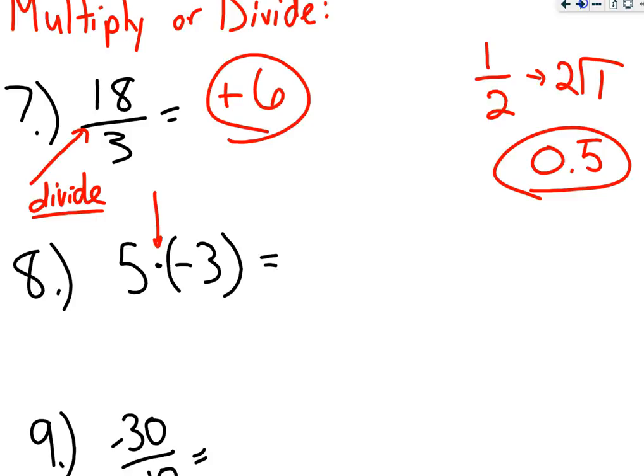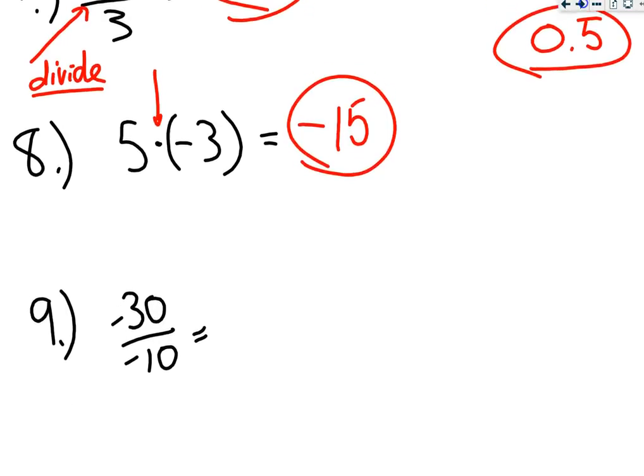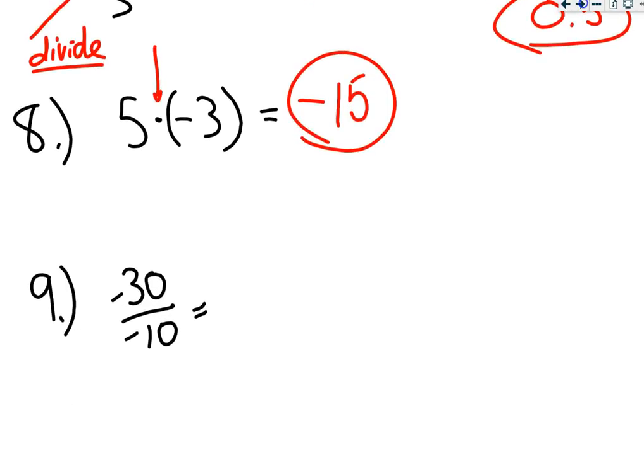Number 8, 5 times negative 3, I know it will be a negative 15. And lastly, number 9, negative 30 divided by negative 10 is a positive 3.